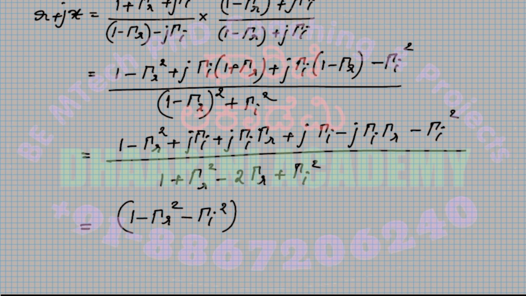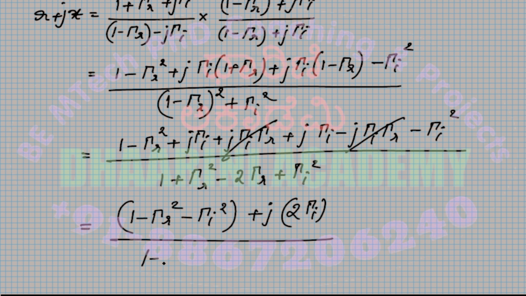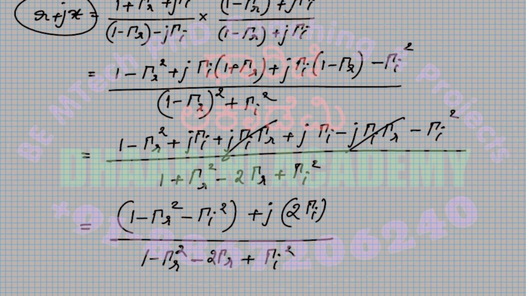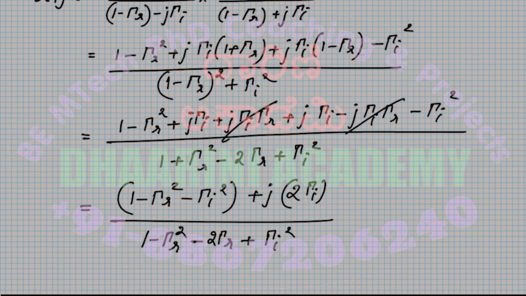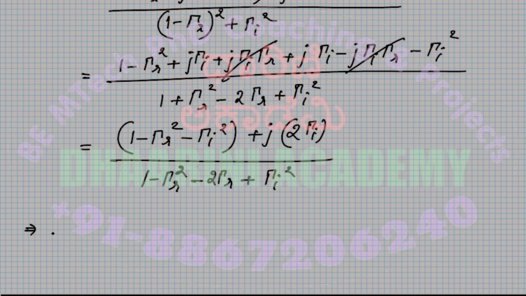Gamma I, yeah, you can see that this term will cancel. So this is plus j times 2 times gamma I, whole divided by 1 minus gamma r square minus 2 times gamma r plus gamma I square. So I can see that on the left hand side I'm expecting r plus jx. So let me write that once again here below. So this implies the r plus jx which I am looking at.